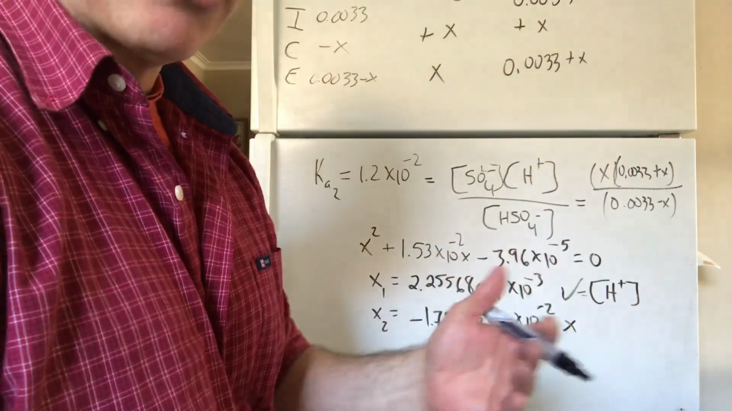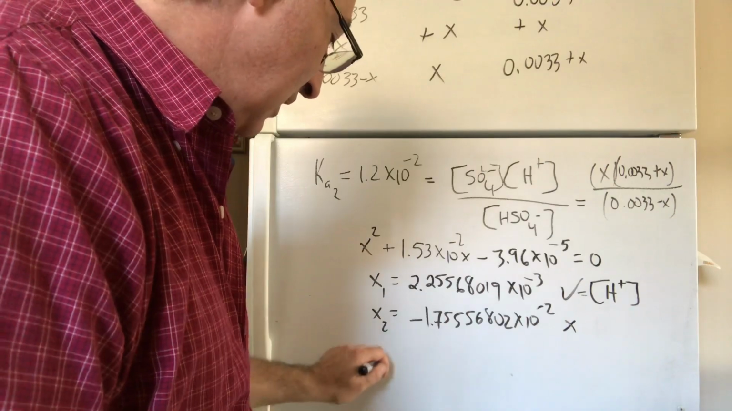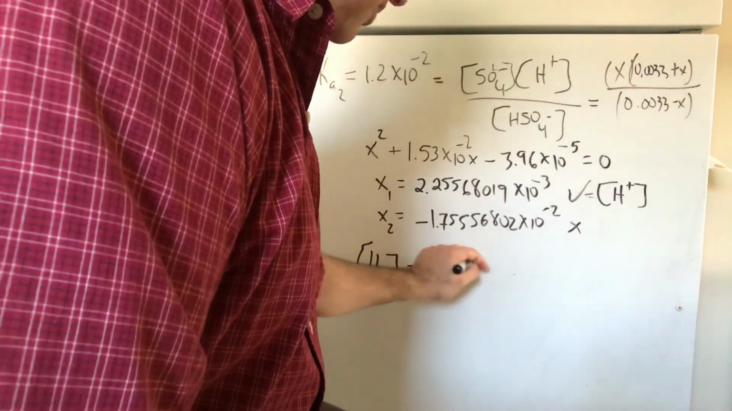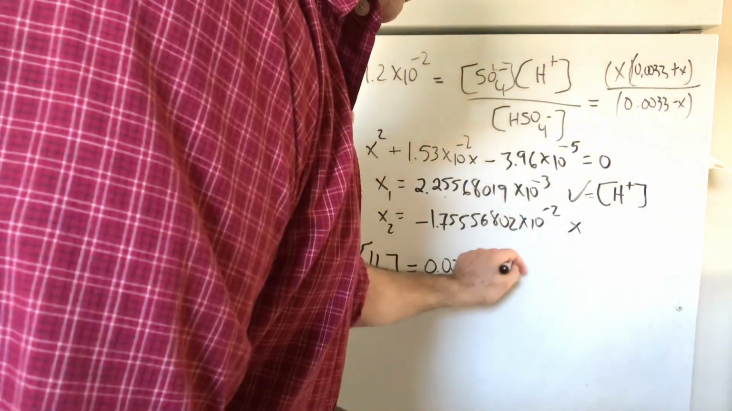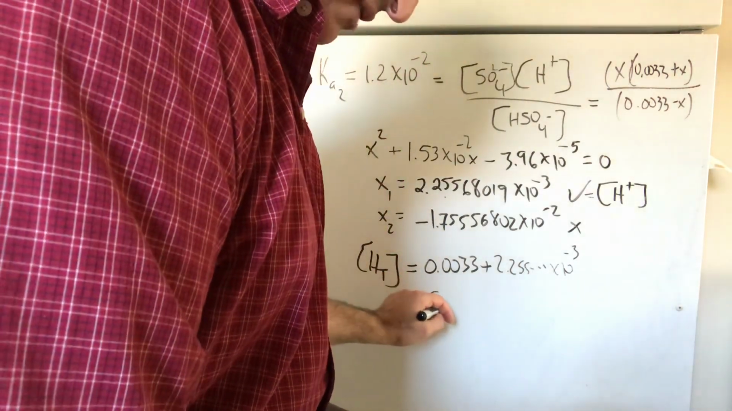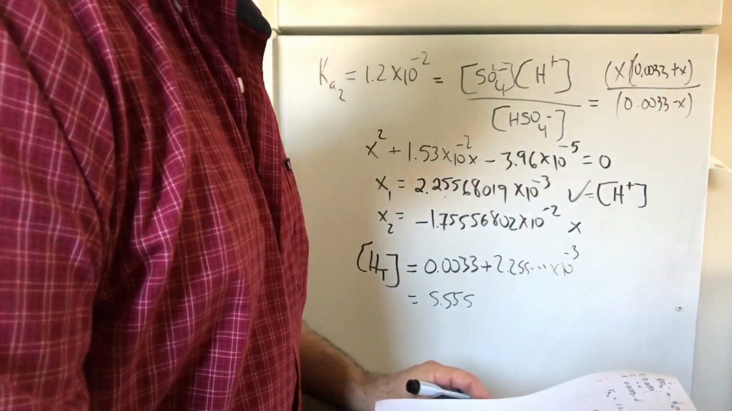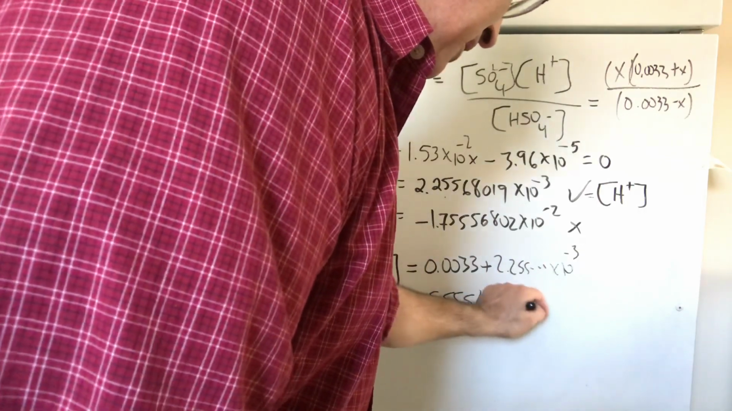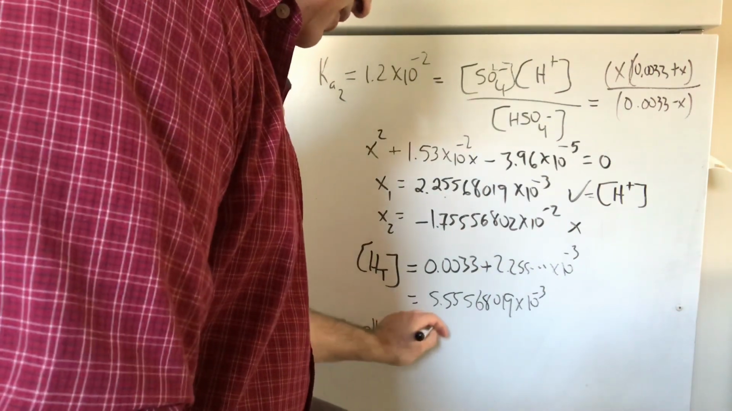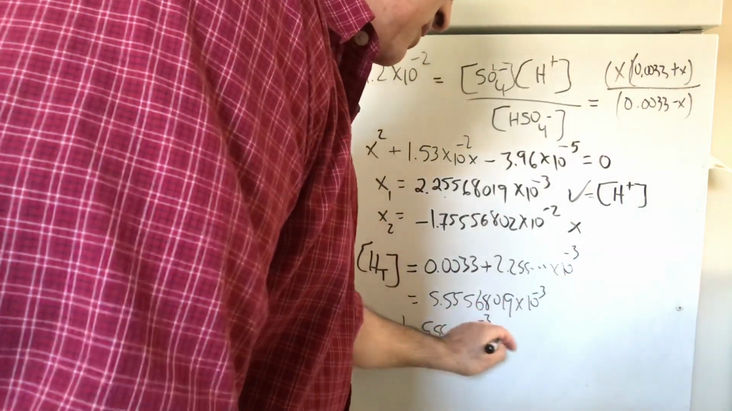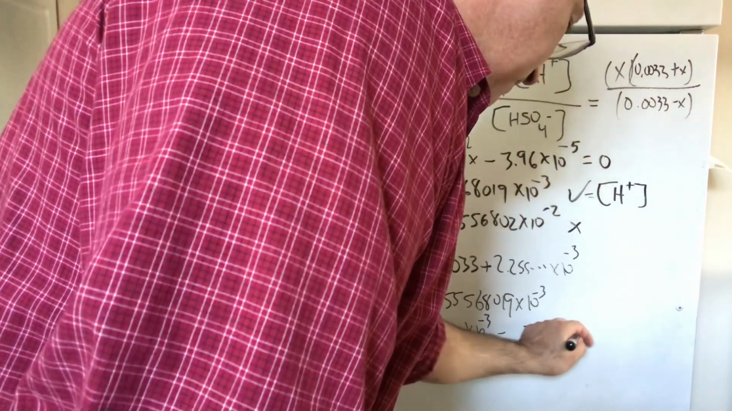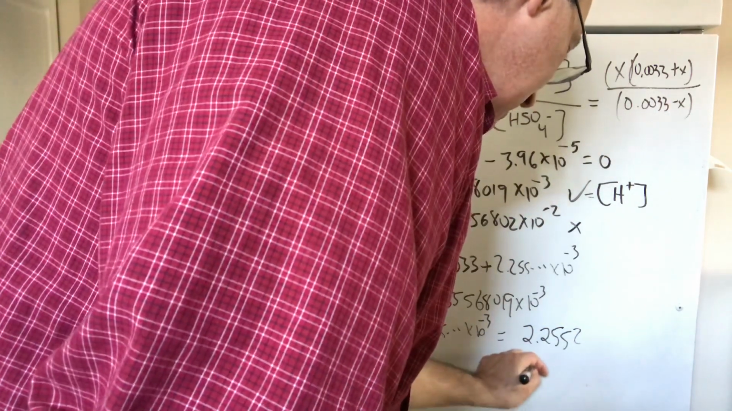But remember, you still have the H+ from the first dissociation. So the total H+, let's call it H sub T, the total concentration of protons in the solution, is 0.0033 plus this number, 2.255, etc., times 10 to the minus 3. What you get at the end is an H+ concentration equal to 5.5568019 times 10 to the negative 3. And if you take the log of that, pH equals negative log of 5.55, etc., times 10 to the minus 3, it's going to give you 2.2552, and you're going to report it as 2.26. That's the pH you get.